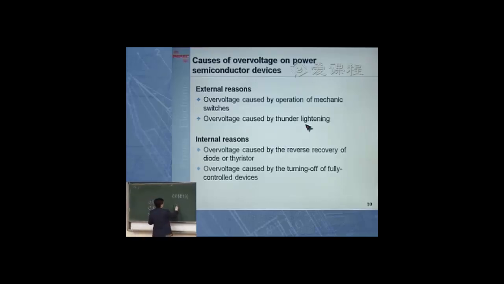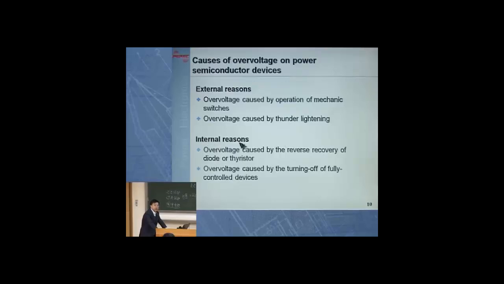Lightning. Thunder. And lightning. When the transmission line or distribution line is hit by a lightning, that will cause a lot of transient energy across the transmission line or distribution line, and therefore that will also cause over voltage. So that's another typical reason of over voltage.